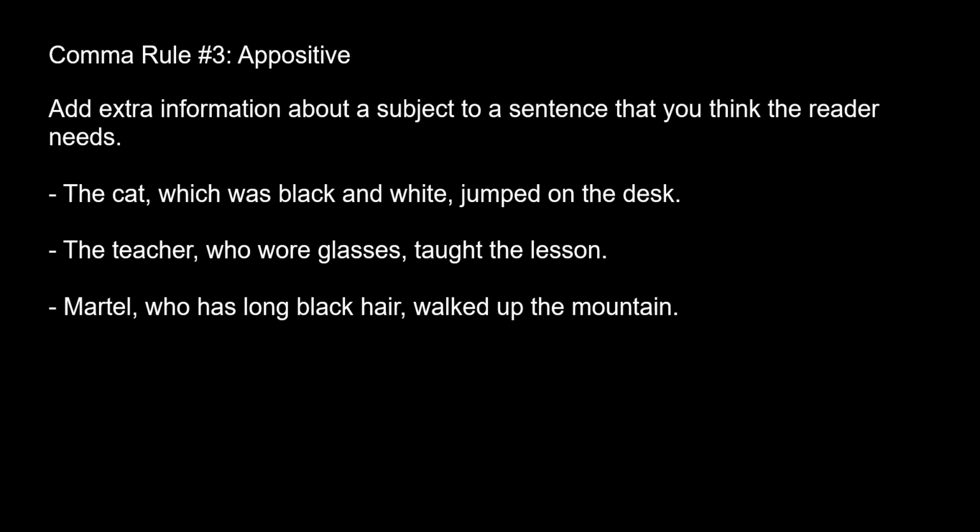Then you got another one here. Martel, who has long black hair, walked up the mountain, right? So that's how that one can work too, right? So now the reader knows that Martel has long black hair, but otherwise the sentence works the same way it always does. All right, so that's what an appositive looks like.